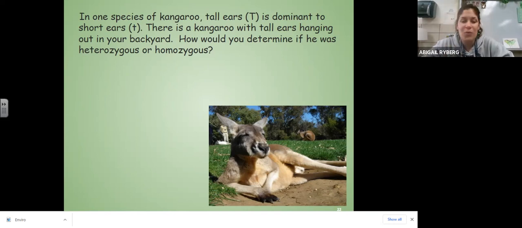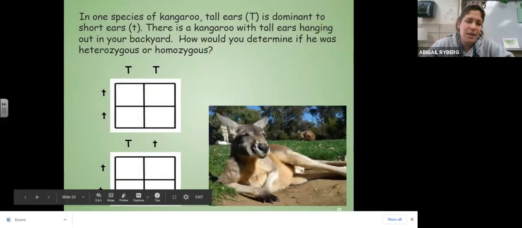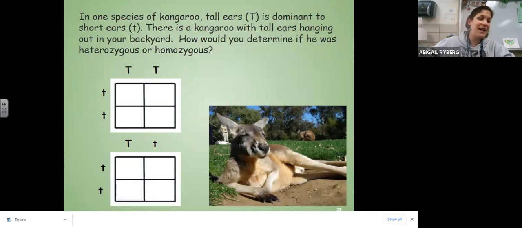So let's imagine the kangaroo here. This kangaroo has tall ears, big T. We don't know by looking at him in my backyard if he has big T, big T, or big T, little t. So the only option here is to cross him with the one known genotype, which is short ears, little t. So here I set up my crosses. The little t's are on the side. So we're going to physically find a short-eared kangaroo and cross them and let them have some babies. And then we're going to look at their offspring.